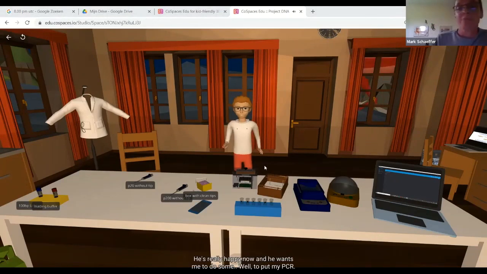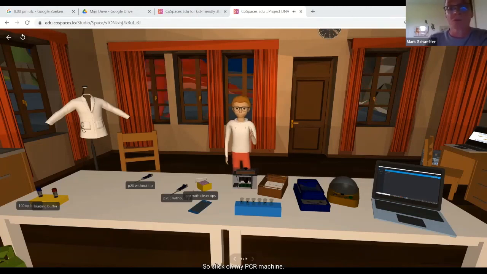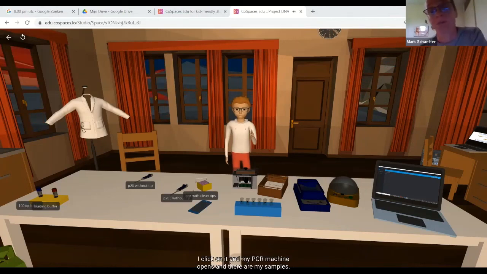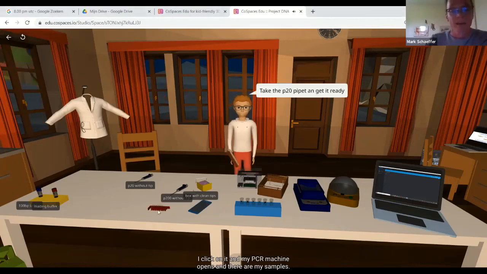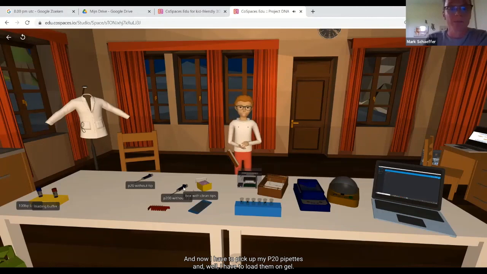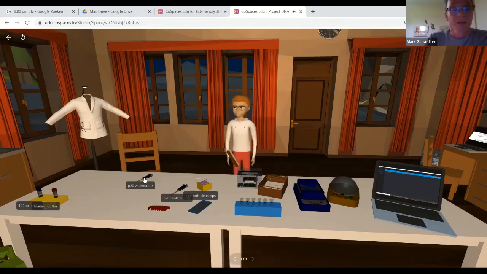He's really happy now, and he wants me to click on my PCR machine. See, there's a little hand popping up. I click on it, and my PCR machine opens, and there are my samples. And now I have to pick up my P20 pipettes, and I have to load them on gel. So I click on my P20. It's this one.